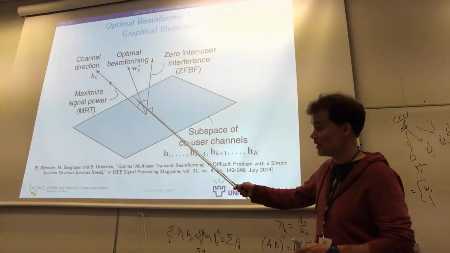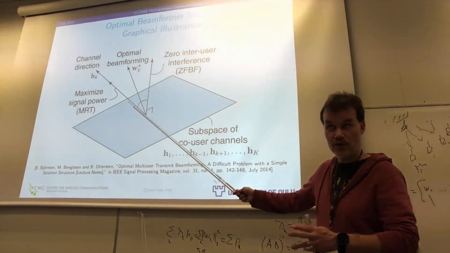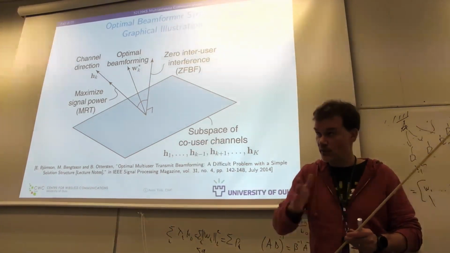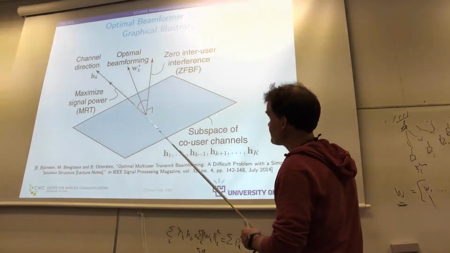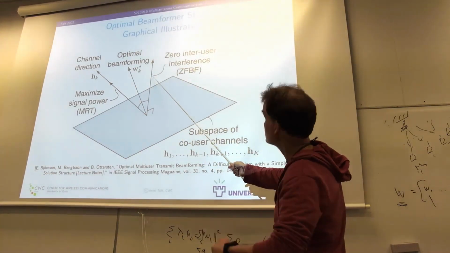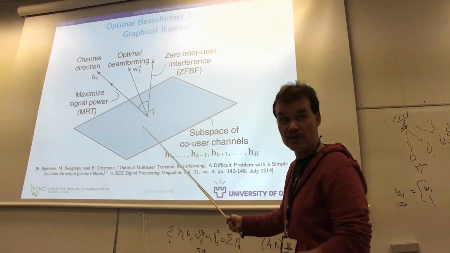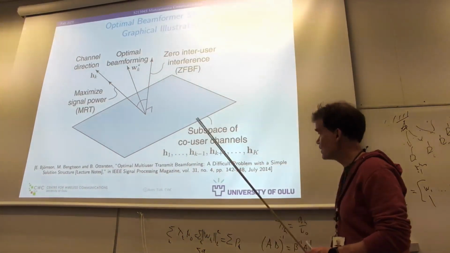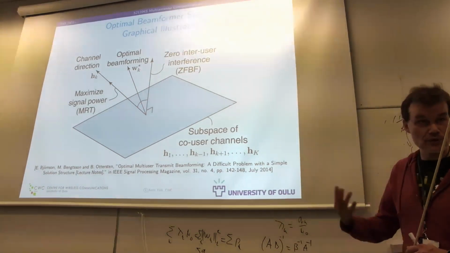This is actually something you're also asked to study in your homework. What happens if you apply the match filter for a larger range of SNR? And then in the other extreme, the beamformer becomes just a projection. You project the beamformer to the null space of the subspace consisting of all whole user channels.